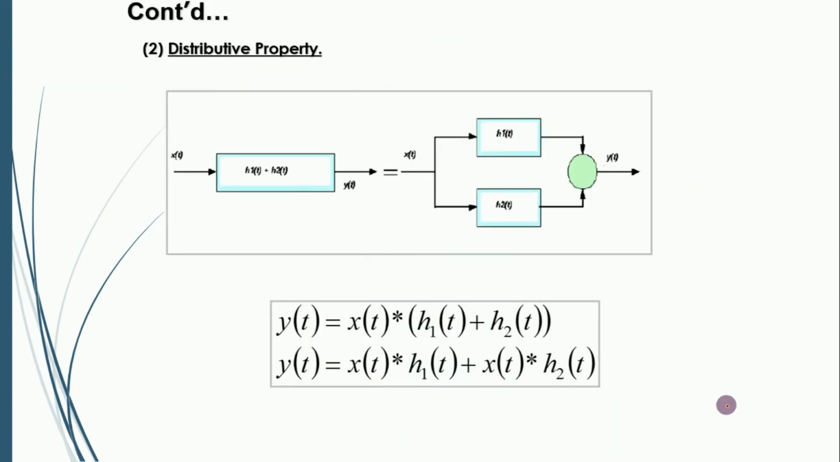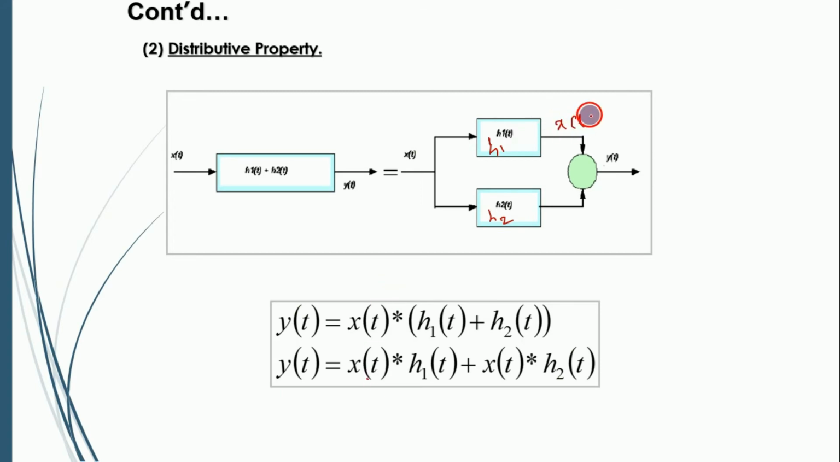Next comes the distributive property. Taking two systems like this, this is h1 of t and h2 of t, and x of t is applied to these two systems. So I receive the output of the system at both ends. When I add them, I'll get y of t. That's the final output.